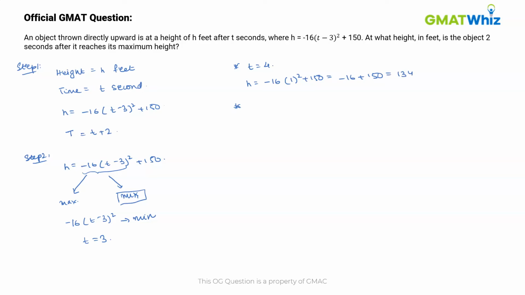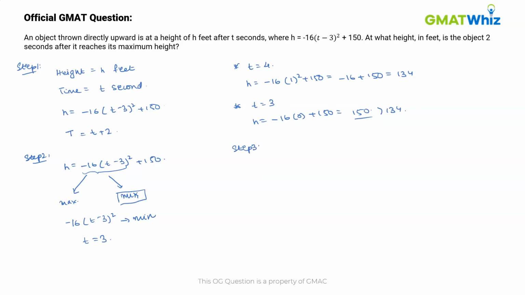And let's take an example where t is equal to 3. So h will be equal to -16 times 0 plus 150, which equals 150. Now this is obviously greater than 134. So even if you calculate for t equal to 5, 6, 7 and so on, you will get values which are less than 150. Hence at t equal to 3, that is at time equals 3 seconds, the object reaches its maximum height.